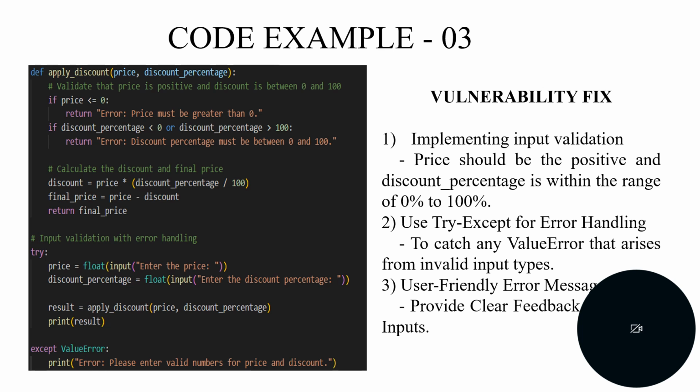And also coming to the third vulnerability fix, user-friendly error messages. Finally, user-friendly error messages by providing specific feedback such as informing the user that the price must be greater than 0 or the discount percentage must be between 0 and 100. Users can easily correct their mistakes. Additionally, the message for invalid data types ensures users are aware when their input is not recognized as a valid number. Hope you understand how this improper input validation works.